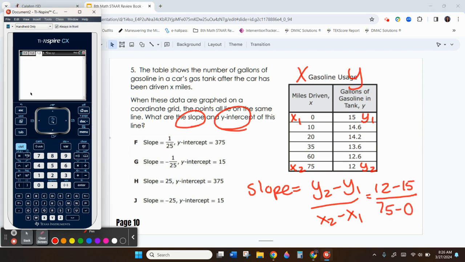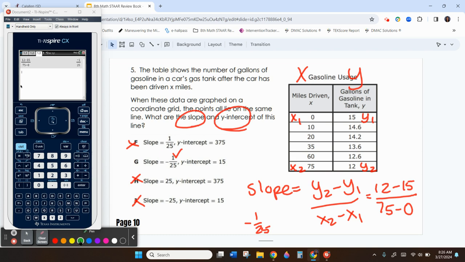So here we're going to put control divide, and then at the top 12 minus 15, and at the bottom 75 minus 0. So here my slope has to be negative 1 over 25. The only one that has a slope of negative 1 over 25 is G.